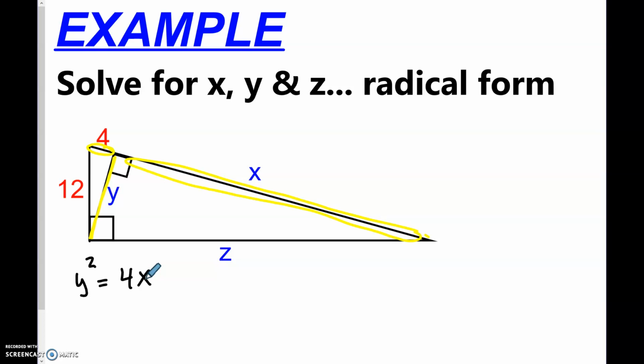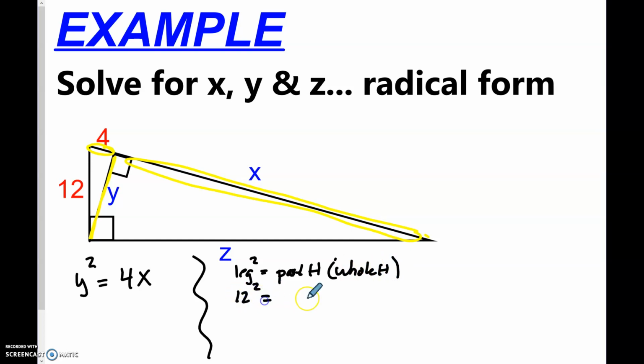So then I go to my next one, and for whatever reason, I typically start at the one on the left. So I'm going to use the leg squared equals the part of the hypotenuse times the whole hypotenuse. Okay, so leg squared is going to be 12 squared. And then the part of the hypotenuse is 4, and the whole hypotenuse, be careful here, it is not 4x, it is 4 plus x.